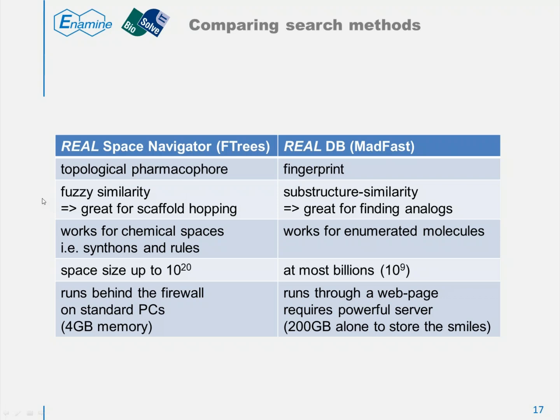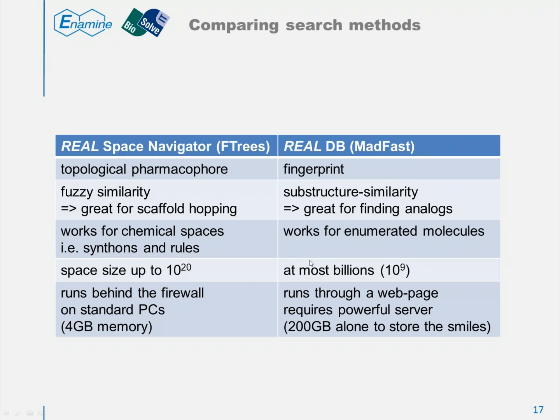So it can, for example, not perfectly discriminate between ortho, meta, and para substitution of a ring, but it helps you very well to find scaffold hops. And the same thing is, it works for chemical spaces, which means it's reagents and, like a Lego set, rules how to combine them. And this allows us to go up to way, way bigger spaces, up to the size of 10 to the power of 20.